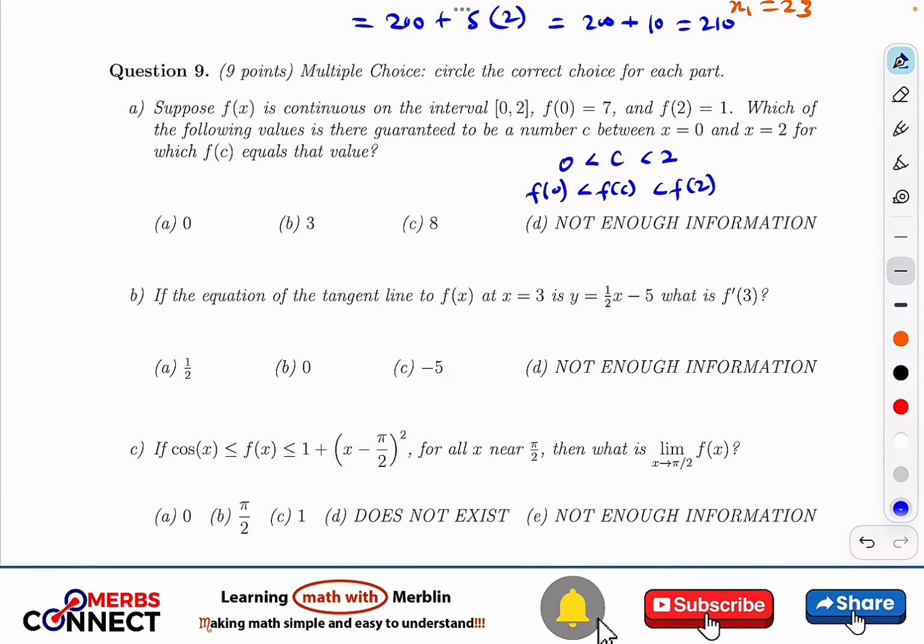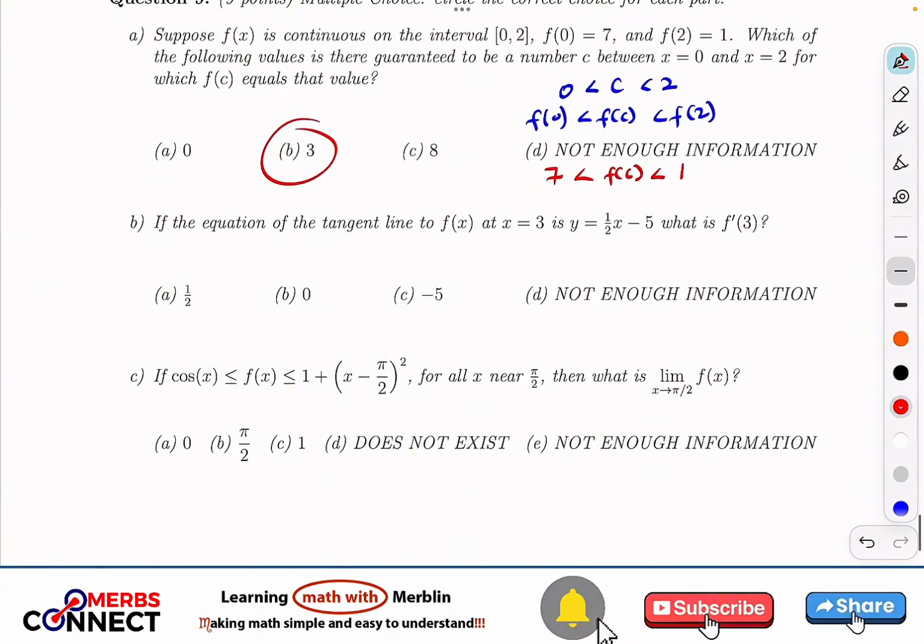Now the question is, what is f of 0? 7. And what is the value of f of 2? f of 2 should be 1. So the value that's going to be between 7 and 1 is what we are looking for. We want to look for the value that's between them. So the value between 1 and 7 is probably going to be B. It's going to be 3. Yes, that's basically what we are going to get from here.